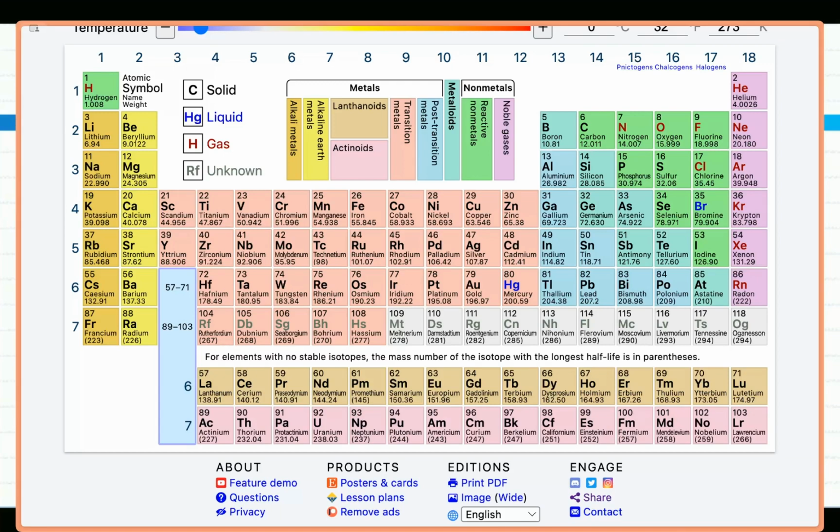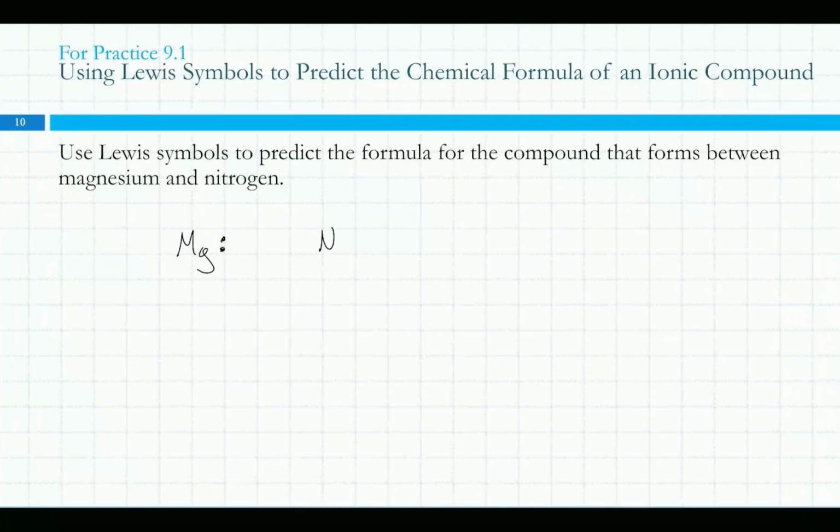How many valence electrons does nitrogen have? 5. Yeah, not 15. This would be 5A, so it's 5 valence electrons. So we draw that as 1, 2, 3, 4, 5. So does that correctly predict the formula for magnesium nitride? What's wrong with it? Okay, so if I give up magnesium's electrons to this nitrogen, Mg2+, N, is that nitrogen happy? No. It still needs 1 more electron.